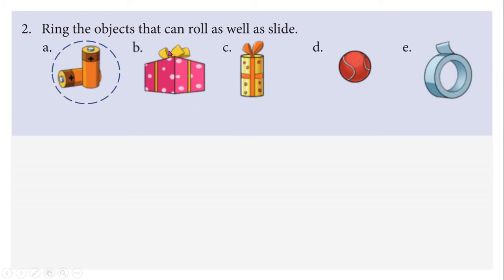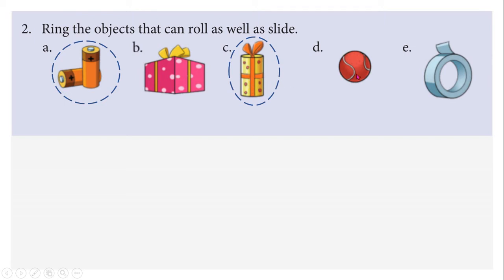Coming to B, it is a box, a gift box. It can have only sliding motion, it can only slide, it cannot roll. Coming to C, we have another gift box here which is cylindrical with a flat base, which can have sliding motion and rolling motion both. So we will put a ring around it to indicate it can have both rolling and sliding motion.